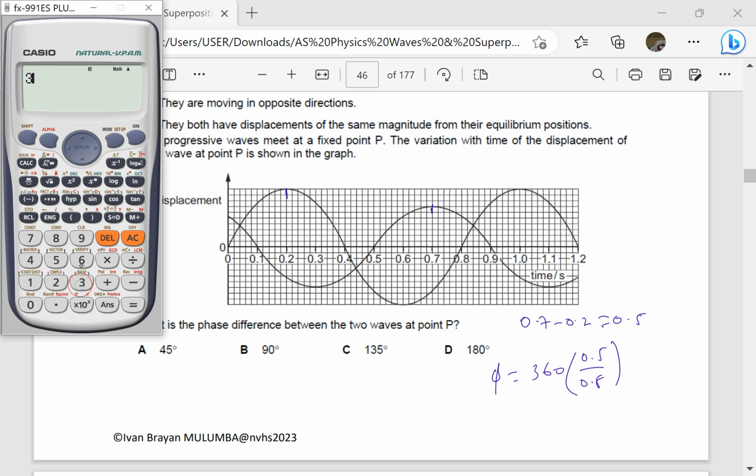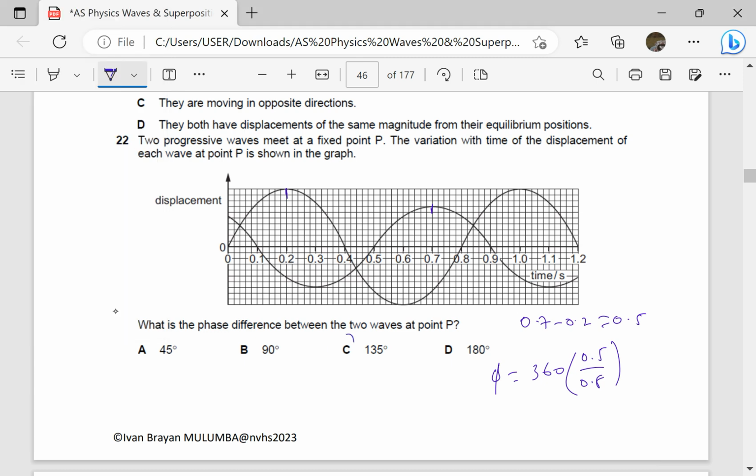So I have 360 minus the answer, which is 135. So the answer here is going to be 135. Alternatively, you can check. I've just got 360 minus what I've just got here, because we'll be having the same effect, which is 225, and that gives me 135.